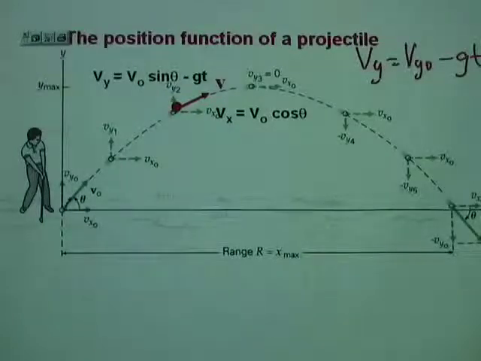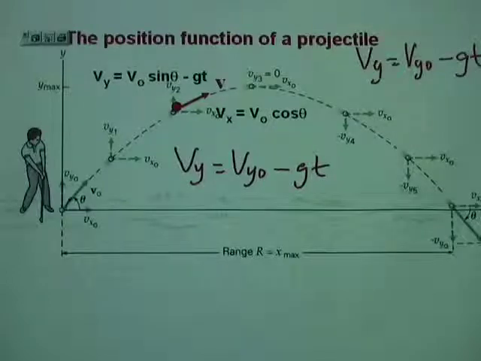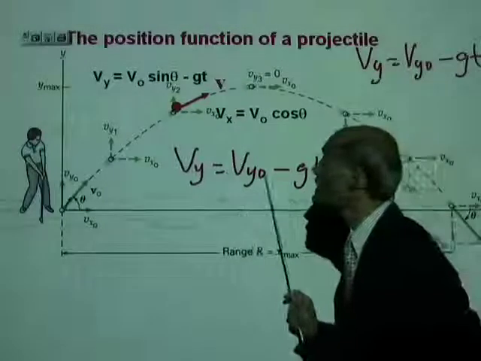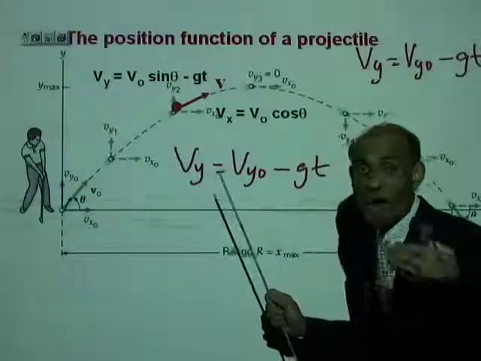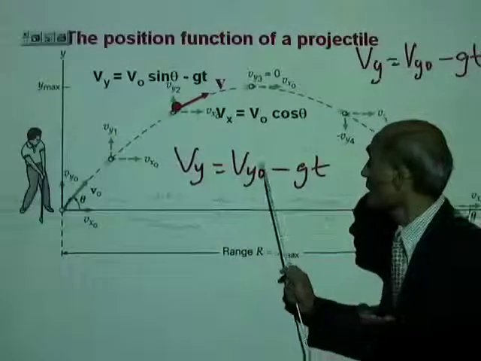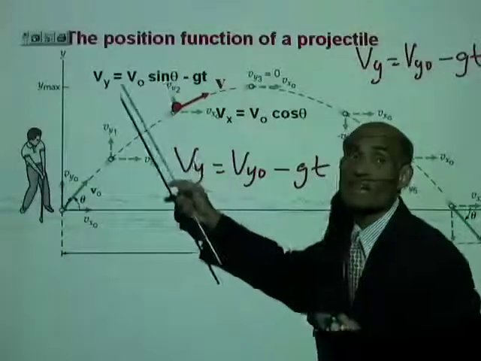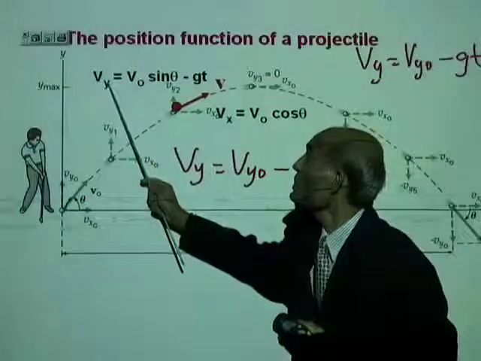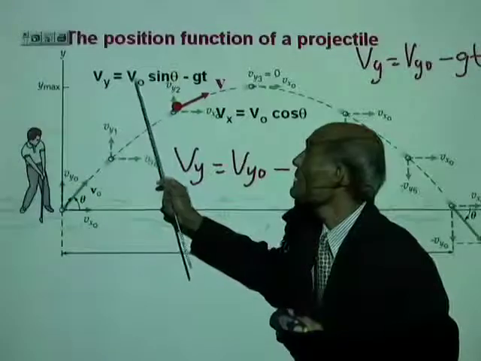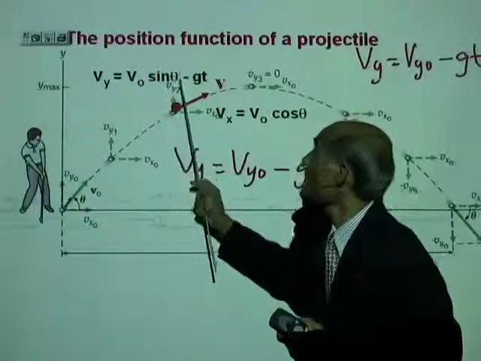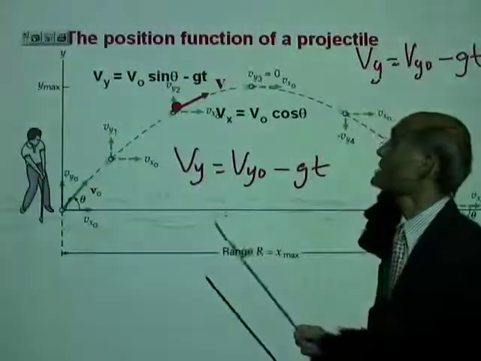I think it has gone out of the screen. Let me write it here. Vy equal to Vy0 minus gt. Now, this is the equation that gives you how the y velocity changes. Now, Vy0 is V0 sine theta. So, the y velocity will be Vy equal to V0 sine theta minus gt.